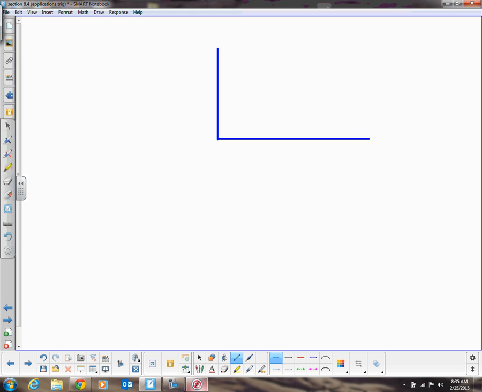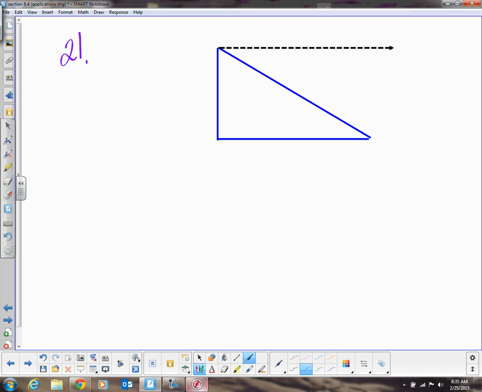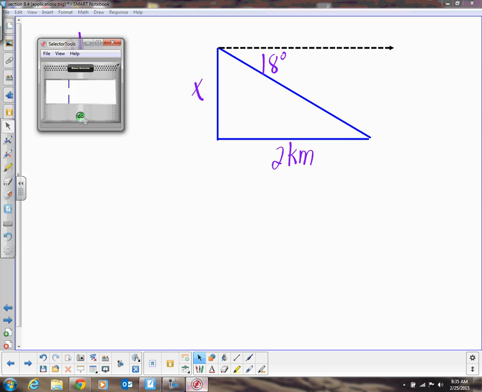They should not be packing up. You know how I feel about that. You have 7 minutes left. I got a lot of time. Alright, this is what 21 is showing, and this is preparing you for these word problems. This is 18, this is x, this is 2 kilometers. Alright, 18 right now is worthless because it is not in our triangle.